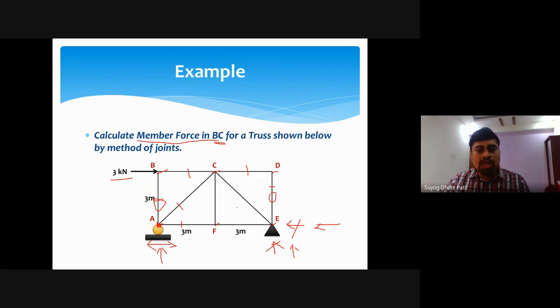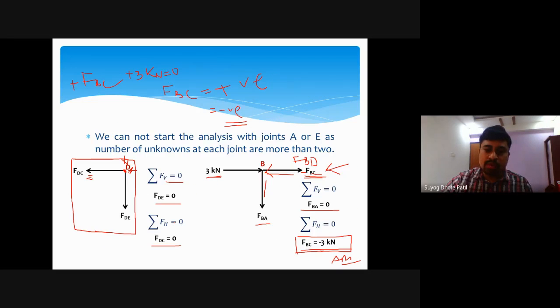If the question asks to calculate all the member forces, we have to consider the first joint. The procedure is simple: first calculate the support reactions, then consider the joint where a minimum of only two unknown forces are meeting. After knowing those member forces, another joint can be considered. By doing this we have calculated the solution for this numerical.